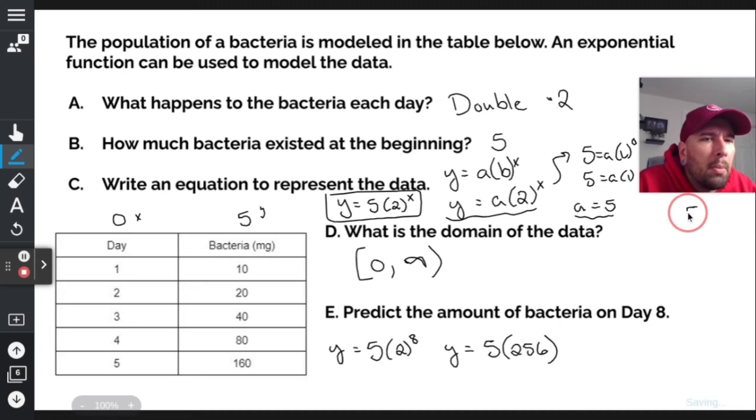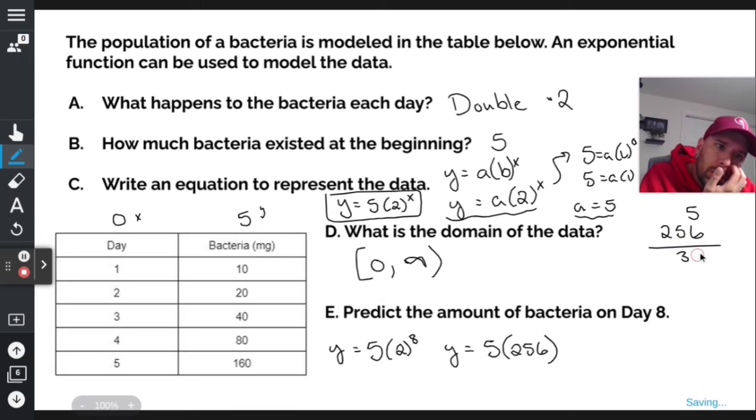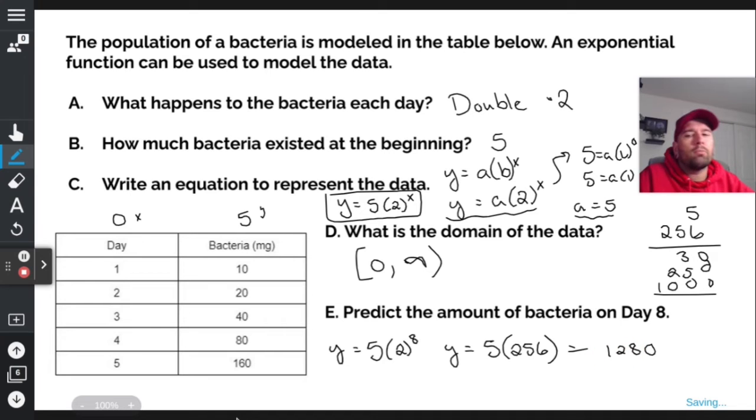So let's do the old-fashioned math route. 5 times 256. I'm doing this kind of the long way, but who cares? You become 30. Drop the 0. You become 25. Drop 2 zeros. You become 10. Add those up, and you get 1280. And if I were to keep this pattern going, I would probably get that. At day 6, I would get 320, and at day 7, I would get 640. And that's a double of 640, so I did it right. So either way you want to do it, I could do it.